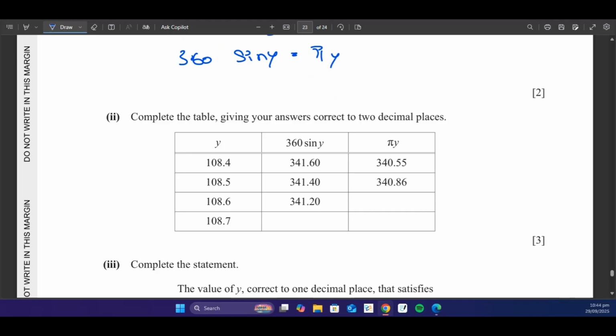Okay. So 360 sine y, 341, pi y. Alright. Okay. So we're just going to say 340. So it's reducing by 0.20, right? So we're going to say 341.00 and 386, 355. So that would mean 341.18. Reducing by 4, reducing by 2, and then reducing by 1. Hence 341.4.